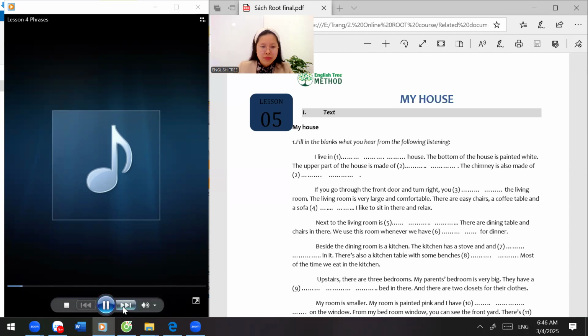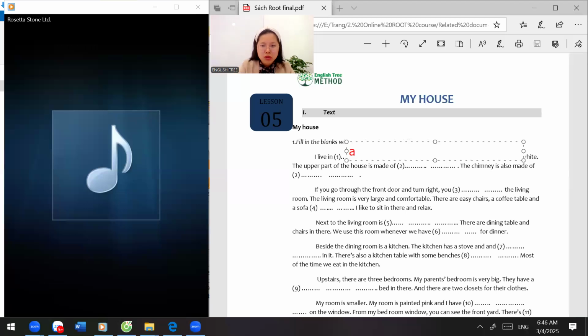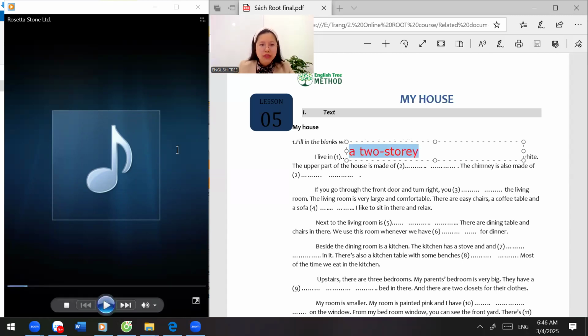My house. I live in a two-story house. Như chúng ta đã biết từ trước thì đây nó sẽ là I live in a two-story house. Và mình sẽ đánh mã màu. Đây là dạng chức năng tính từ cho mình đánh mã màu xanh lá.